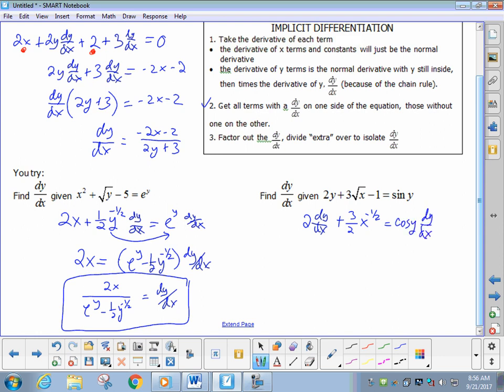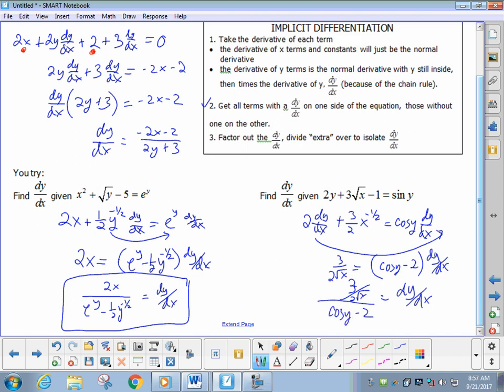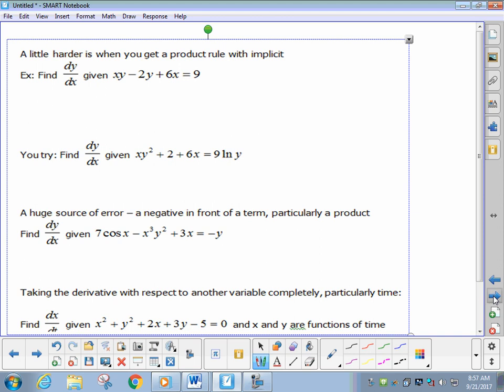You're so smart. All right, so if I bring this bad boy over, it's up to you really, maybe I'll write this as that just for fun, although you don't have to. I would have cosine of y minus 2, and I can factor out a dy/dx. So check your answer. Do you have dy/dx is 3 over 2 root x all over cosine y minus 2, or some equivalent? Yes? Okay, excellent.